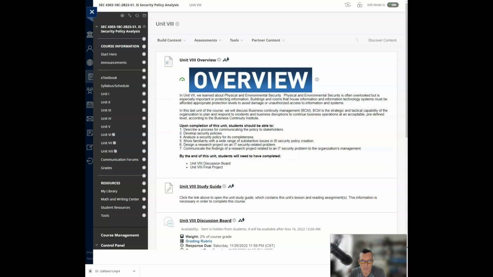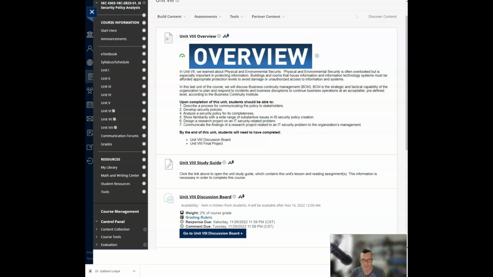So there are a number of outcomes in this area. Describe the process for communicating that policy to stakeholders, developing security policies, analyzing security policies for completeness, showing familiarity with a wide range of substantive issues in security policy making, designing a research project on an IT security-related problem, and communicating the findings of that research to organizational management. Now, Unit 8 is covered by Chapters 8 and Chapters 12 in the text. That's Communications and Operations Security and Business Continuity Management. So it would really behoove you to look deeply into Chapter 12.